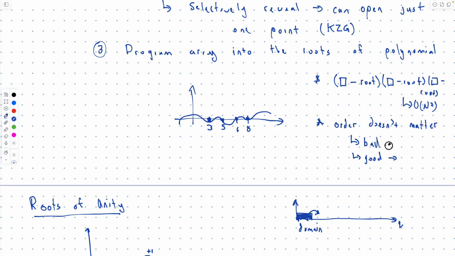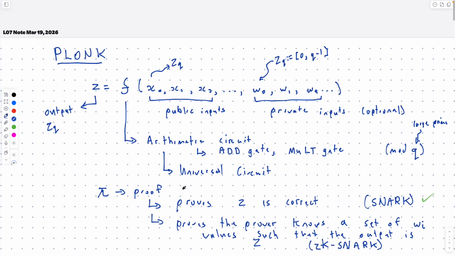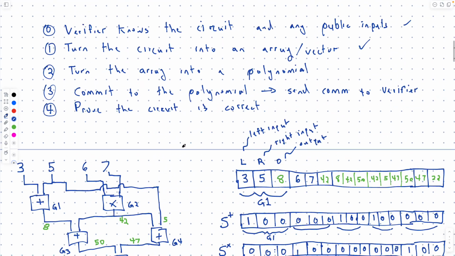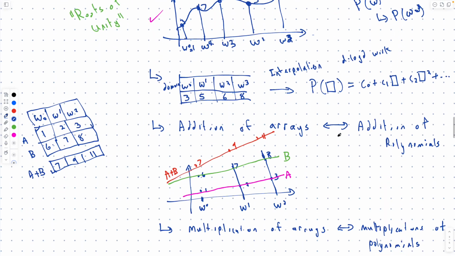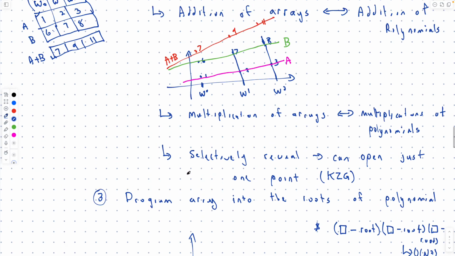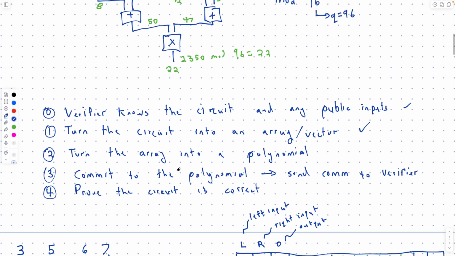So generally they're bad, but they could be good for proving shuffles. That's basically the only way that they're good. Shuffles are important in PLONK, so the P in PLONK is permutation, and permutation is another fancy word for shuffle. It's going to show up a little bit later, but for now we can just set this aside.